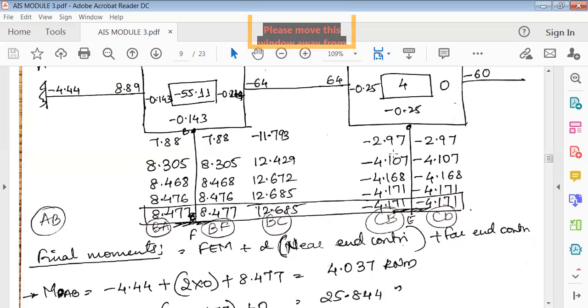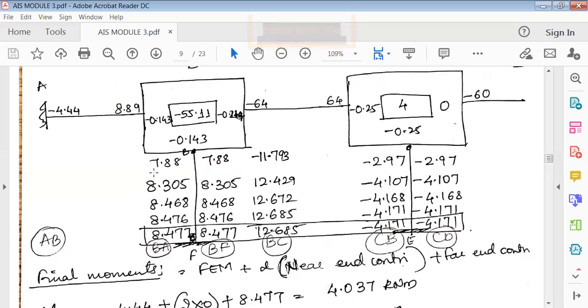Next, same answers would be same here because the rotation factors are same. Okay, next come to this portion. So minus 55.11. Far end, again far end is minus 4.107 into 0.143, minus 0.143 is this answer. Same here also. Again minus 55.11 minus 4.107 into 0.214. Answer, write it here.